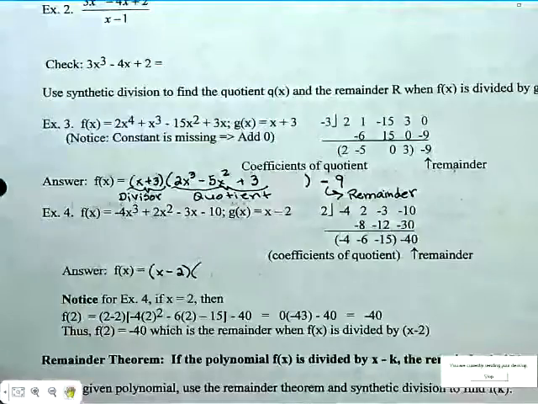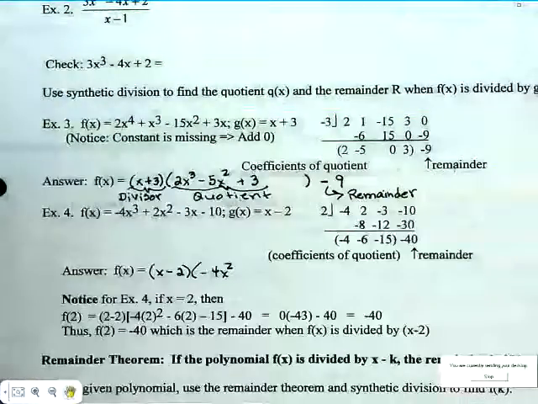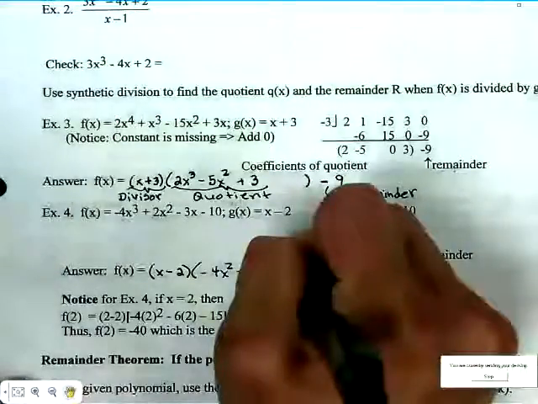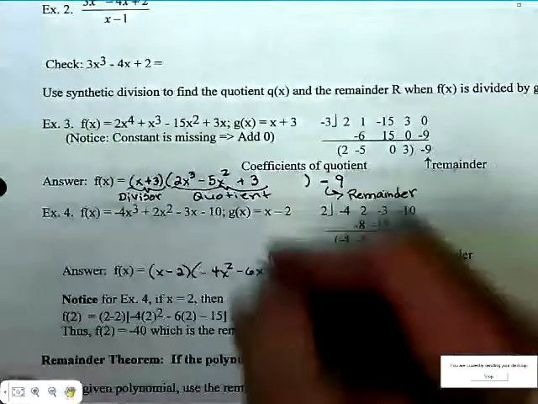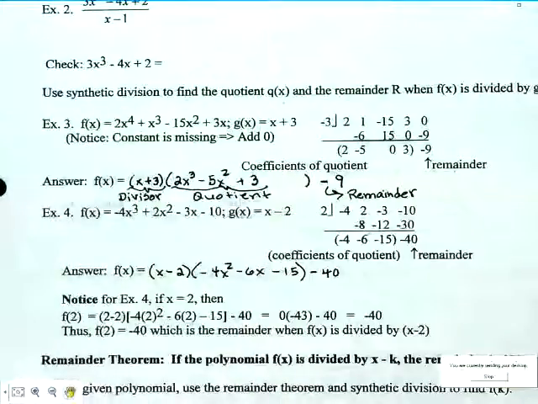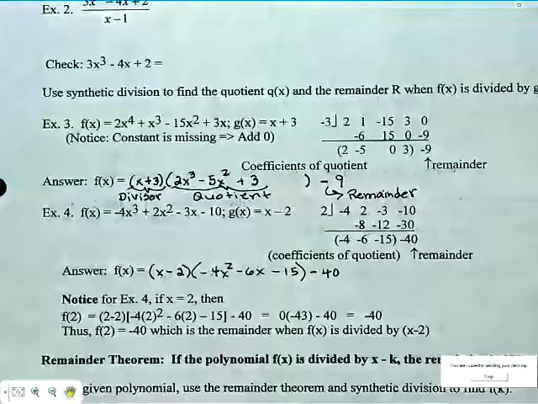Negative 4x squared minus 6x minus 15, and then the remainder you could either write plus negative 40 or just minus 40. But make sure when you're typing your answer in My Math Lab, you do say the remainder is negative 40. Type the negative in as part of the remainder.